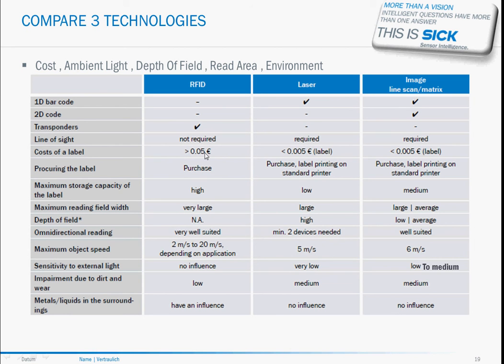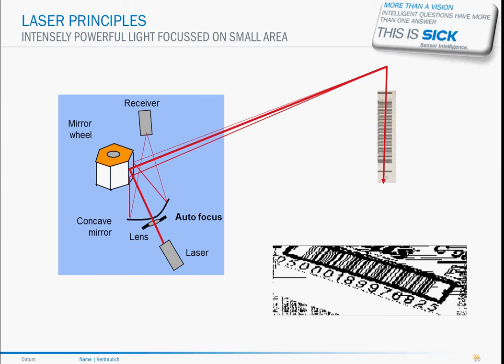So looking at the costs of the labels, here you can see roughly 5 euro cent. I would say that's quite optimistic, and it would not be a very good tag. Few important things: obviously sensitivity to ambient light, no influence with RFID, very low with laser, and low to medium with a vision system. Obviously a vision system uses light, so there has to be some impact. The way a laser reader works, it sends a light spot over the code at high speed, and that's why it looks like a laser line.